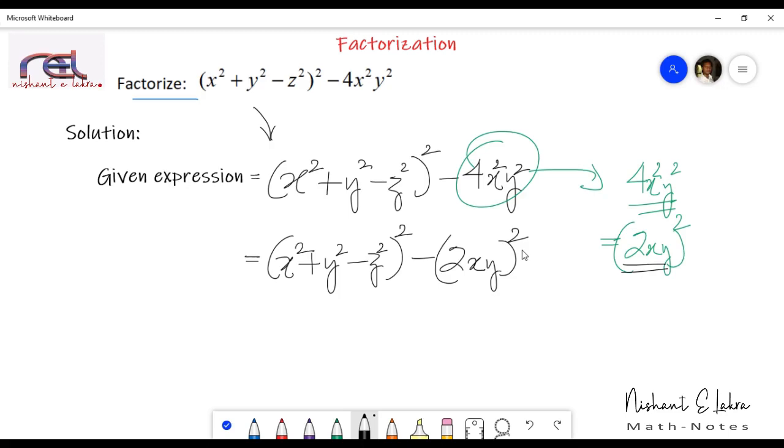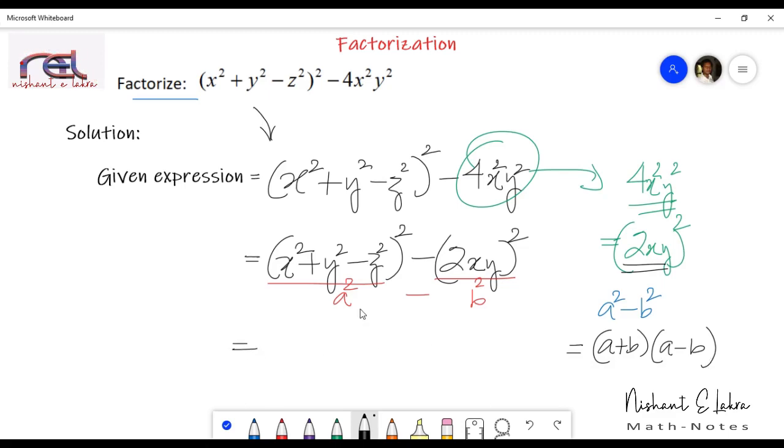Right, now you see here that this is in the form of a square minus b square, right? So x square plus y square minus z square whole square represents a square, and 2xy whole square represents b square. I'm sure that you remember the expansion of it. The expansion is a plus b in brackets into a minus b in brackets. So what we will do now is replace this expansion.